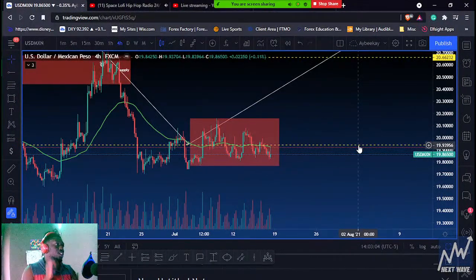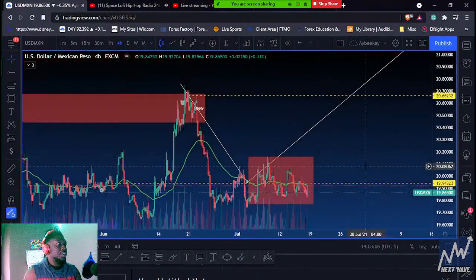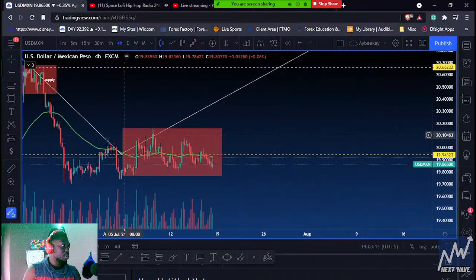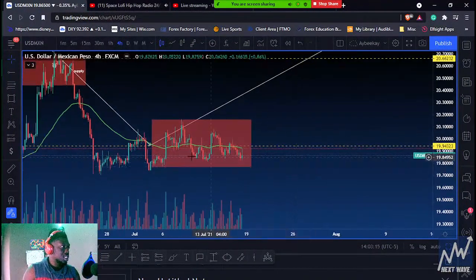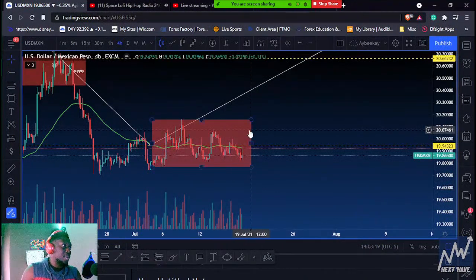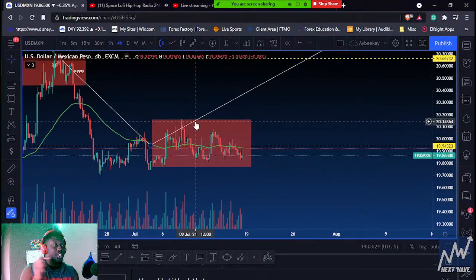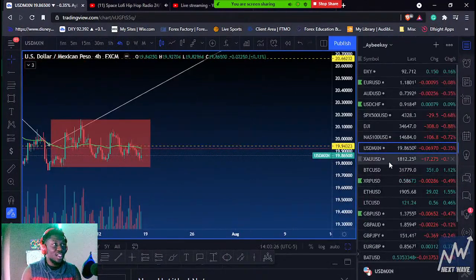You know what? I think USDMXN, I'm not going to talk about it that much because not a lot of people trade it to begin with. But I've been saying that I want price to go bearish or bullish from this zone since last week, or the past 2 weeks. Price is still in the zone, so I'm still going to wait and I'm still not going to trade it.